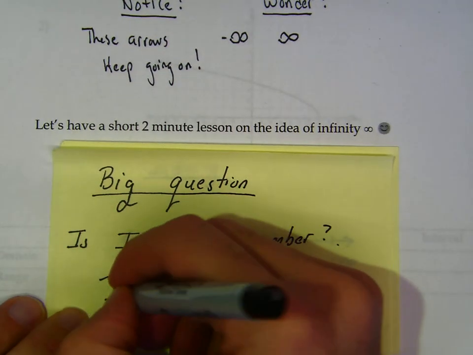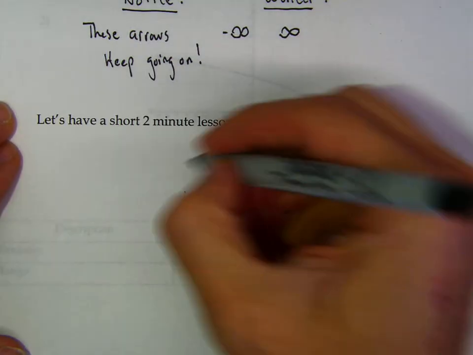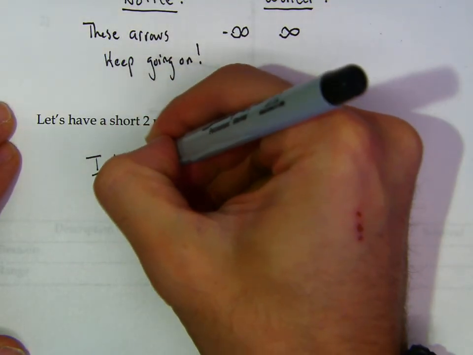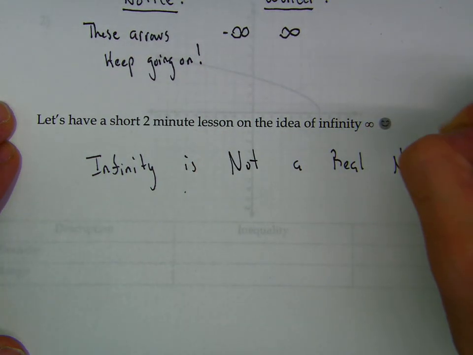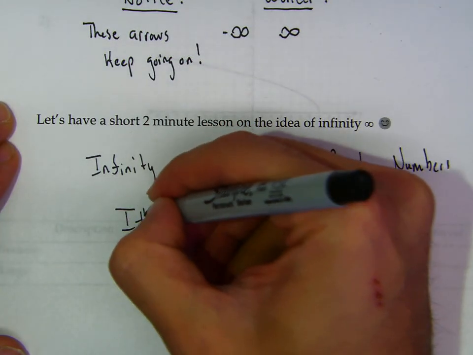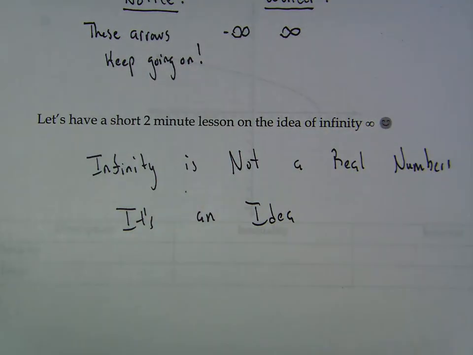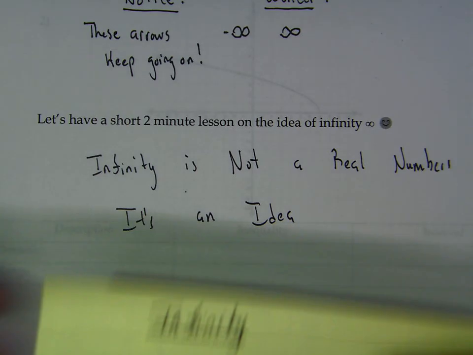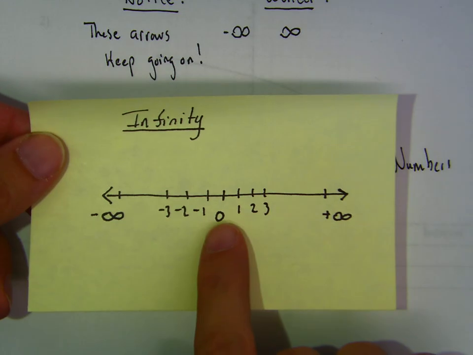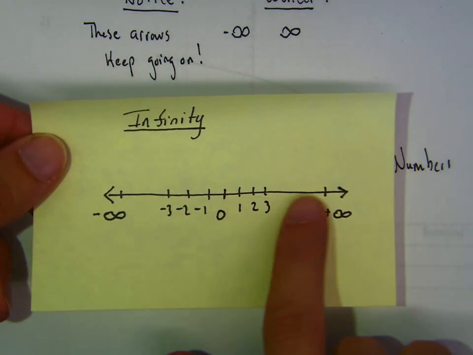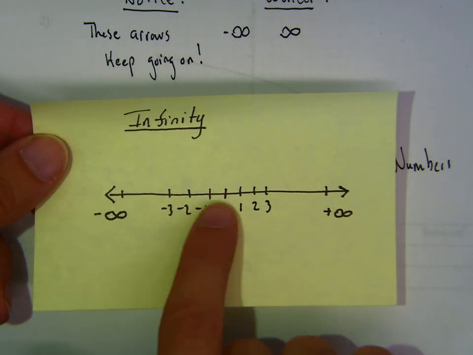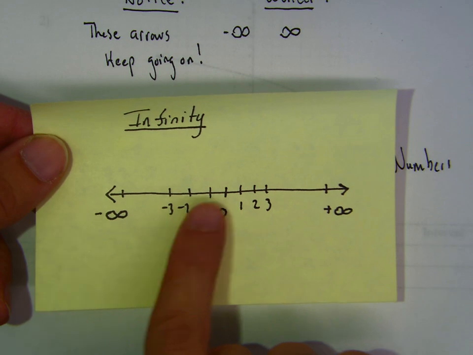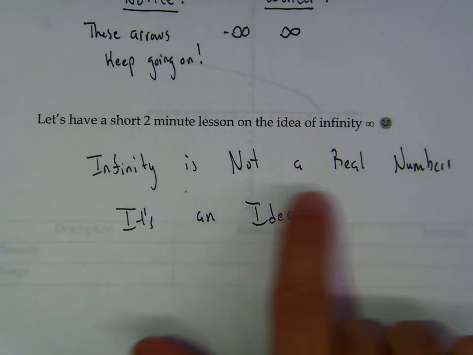Infinity, and we'll write it over here, and maybe we should write the notes for it. Infinity is not a real number. It's an idea. So infinity is not a number. It is an idea. The idea of infinity means it is some value that just keeps increasing to the right side for positive infinity. Negative infinity is some number that just keeps decreasing on the left side, right? So infinity is not a real number.